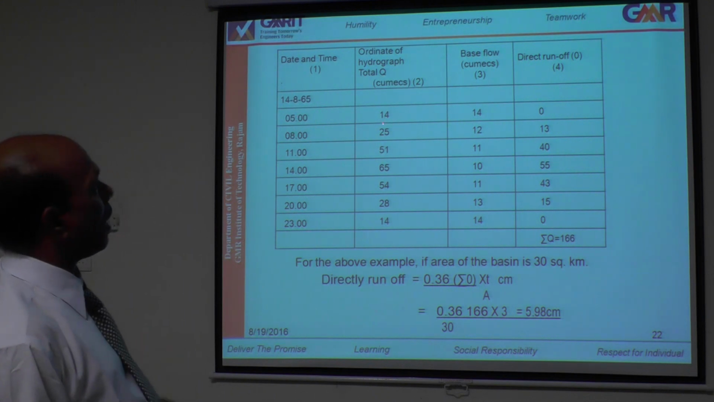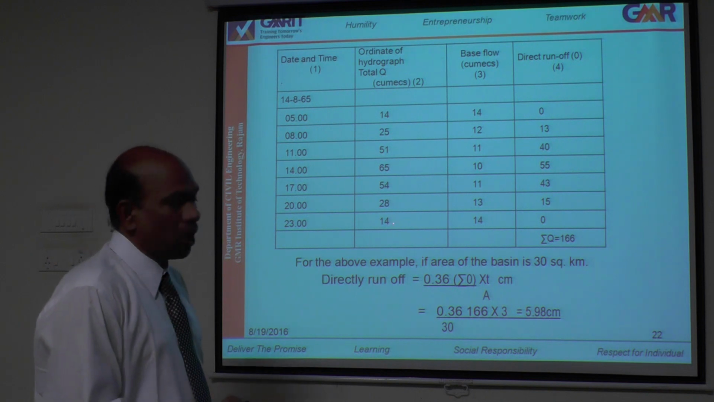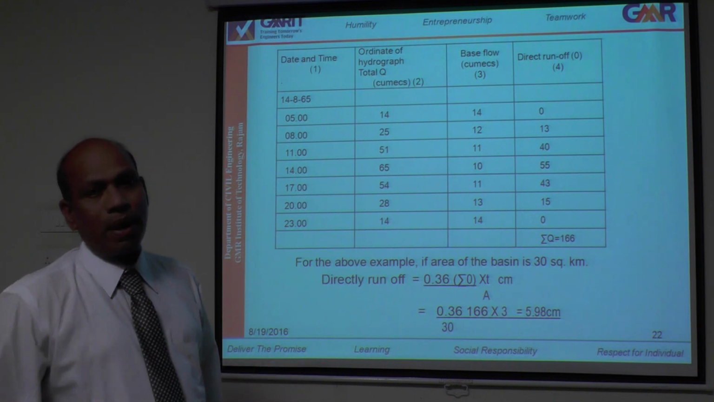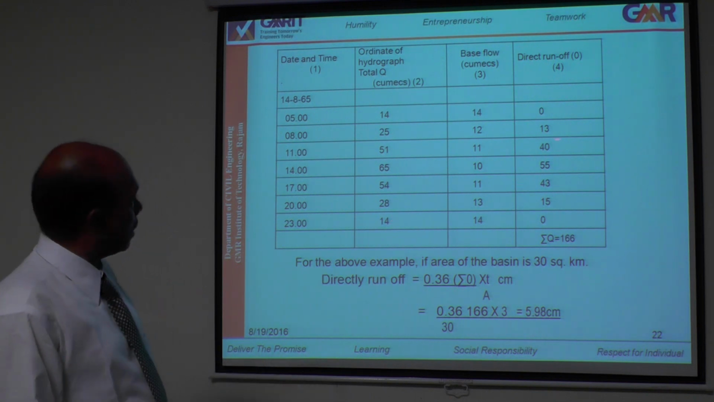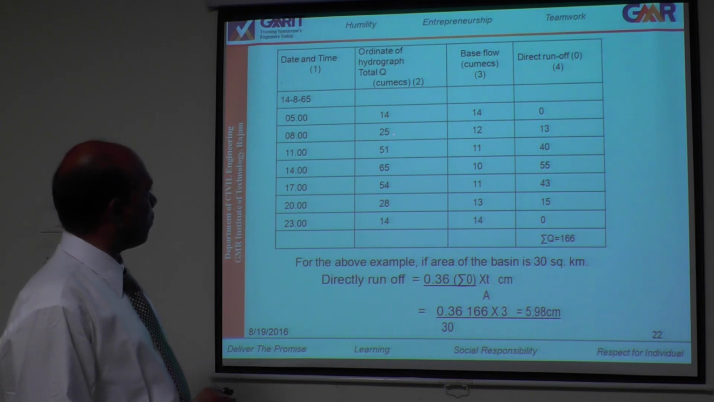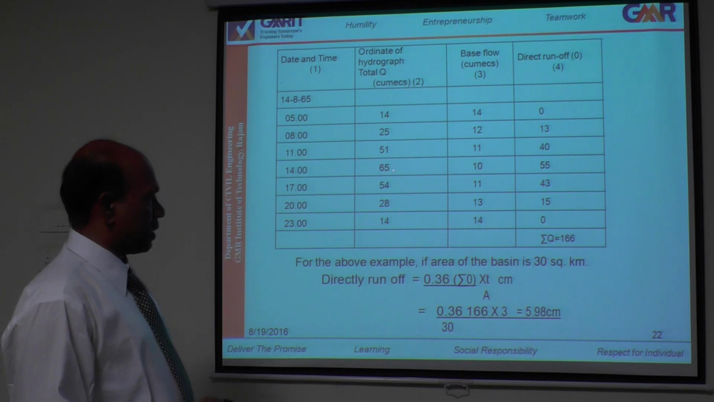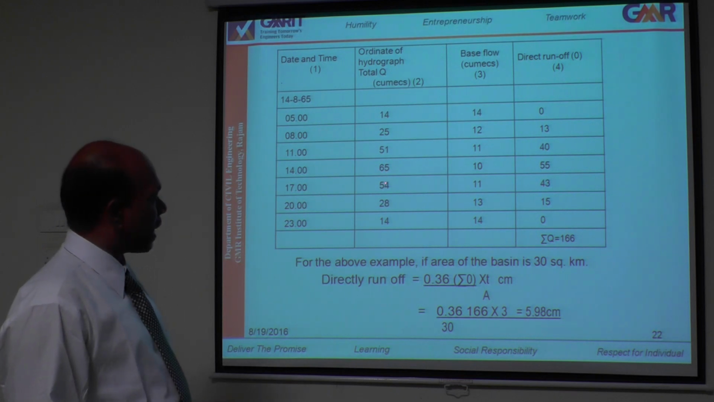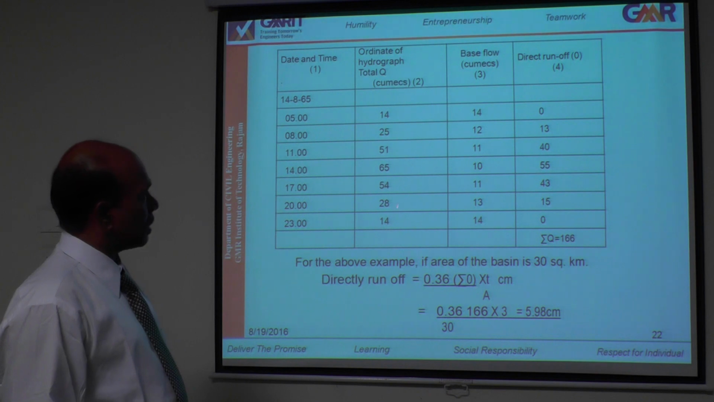Corresponding ordinates of hydrograph. These are the total hydrograph ordinates or storm hydrograph ordinates: at the 5th hour 14 meter cube per second, 8th hour 25 meter cube per second, 11th hour 51 meter cube per second, 14th hour 65 meter cube per second. This is the peak discharge. Again, the discharge gradually decreases. These are the storm hydrograph ordinates.